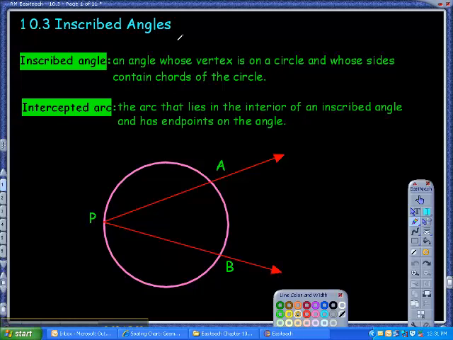Hello class, today we are talking about section 10.3, which is inscribed angles. Let's start with some vocabulary.